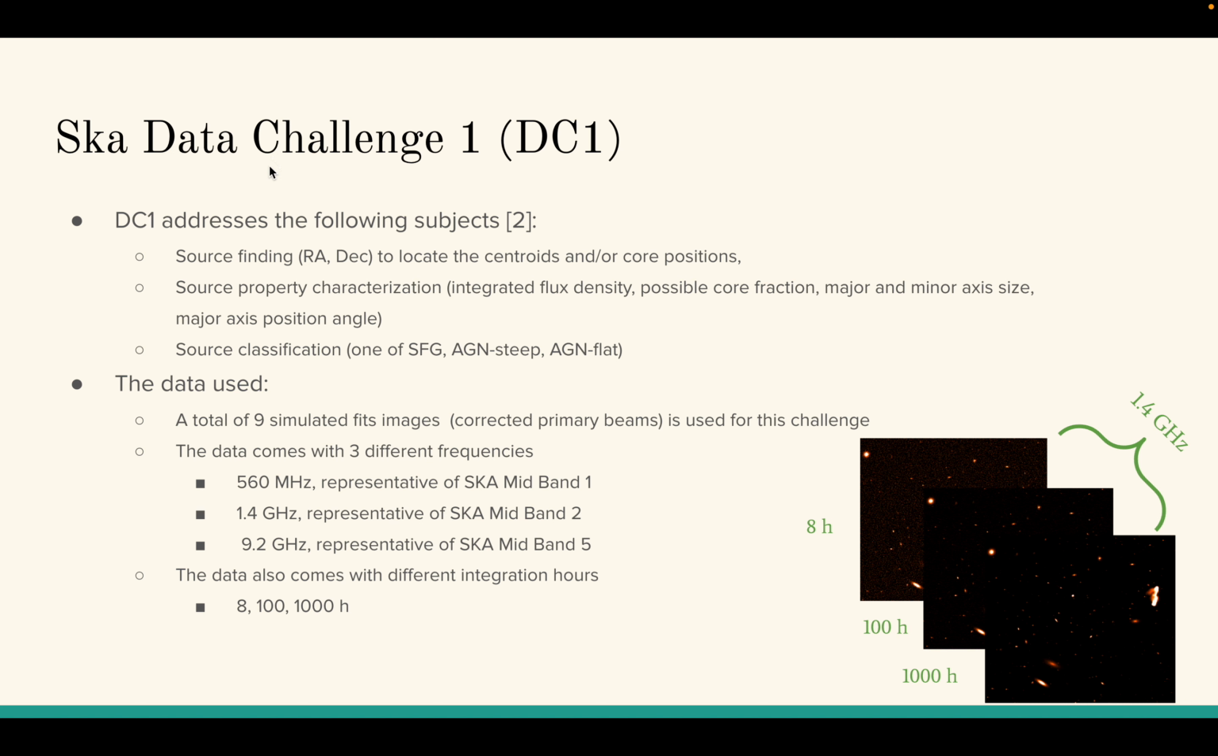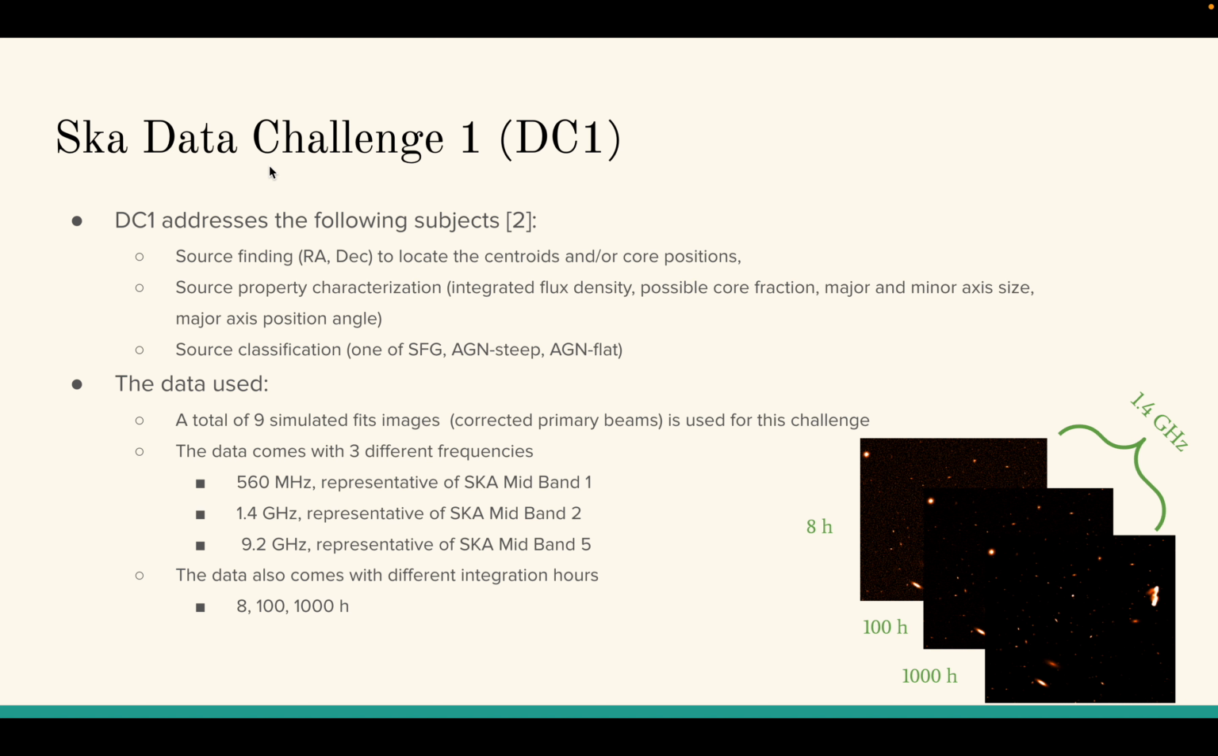The first challenge has three different objectives, but they are related, obviously. The first one is source finding, then source property characterization, and then source classification. For the source classification, you will probably need to use machine learning. Our problem in this case is a multi-classification problem where you need to classify between two different kinds of AGNs and SFGs, which stands for star-forming galaxies.